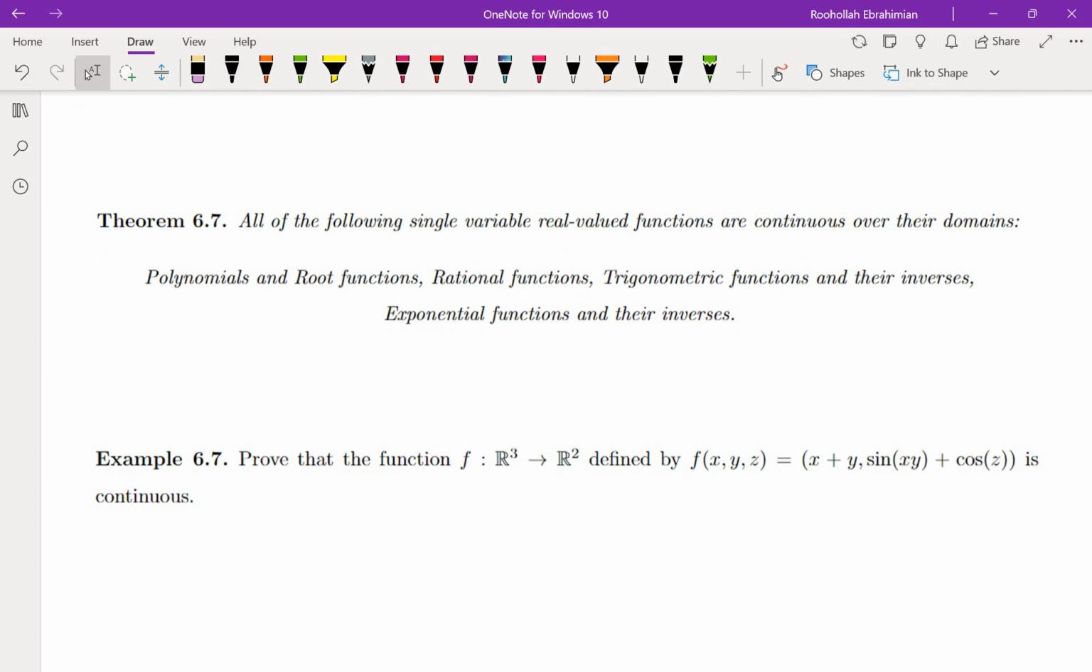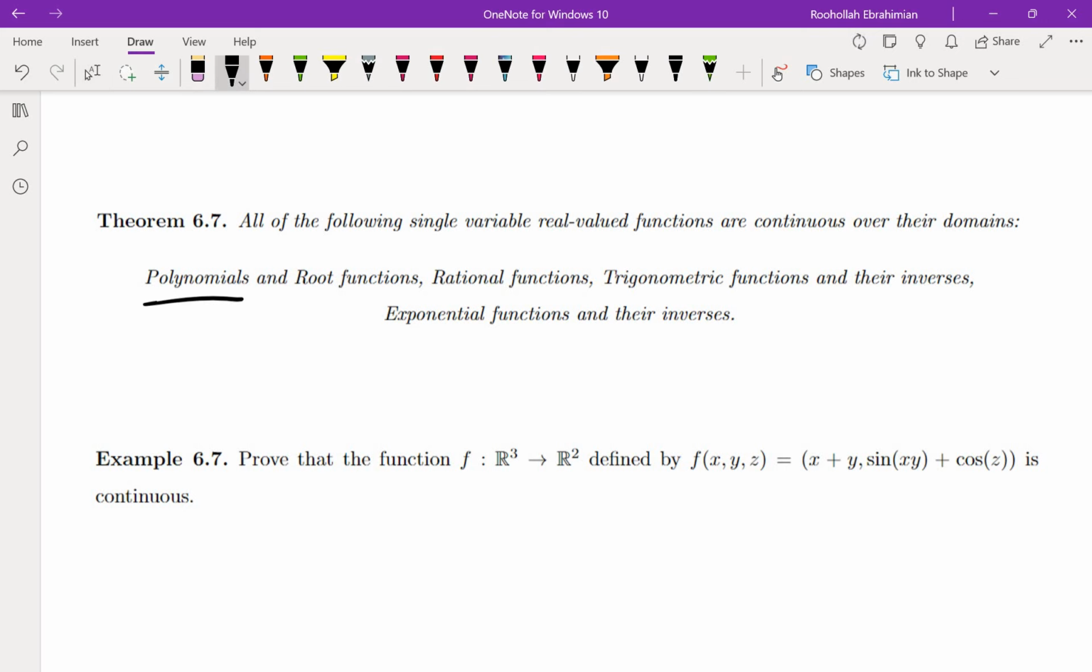Okay, so now the next theorem. I won't really go over the details of the proof of this one. This is not going to be very easy; every single one of these functions has to be dealt with separately. But I'll briefly tell you how we can deal with them. All of the following single variable functions are continuous over their domain. Polynomials are continuous. Why? Because a polynomial can be obtained by adding and multiplying. We know that x is continuous, so if you multiply x a bunch of times, you get x to the power of n, which is also continuous. We know constants are continuous, so you can multiply by a constant and you can add them. That way you can get all the polynomials.